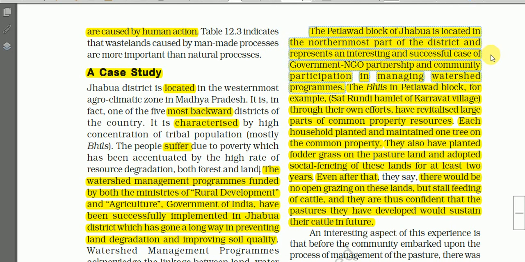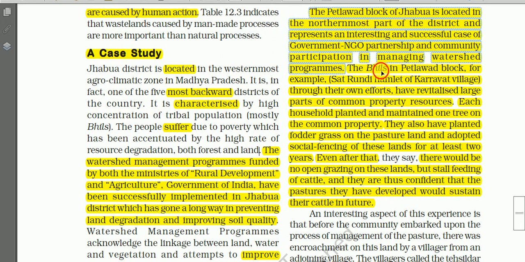That means this partnership of NGOs, government, and community has been very successful in this block also.